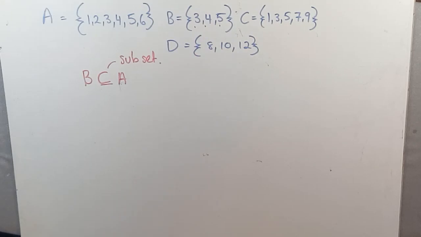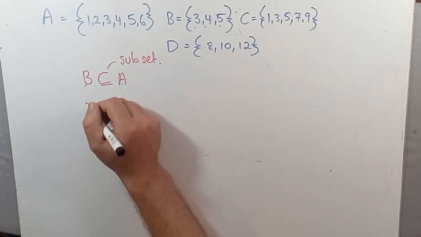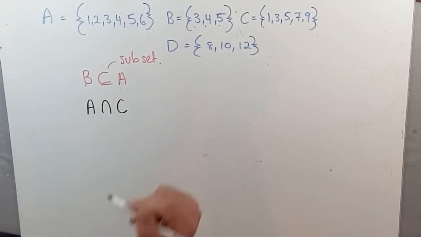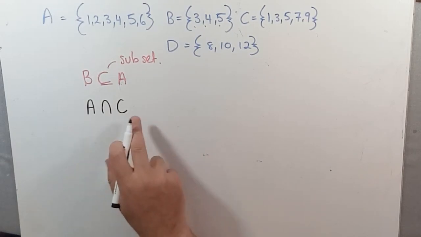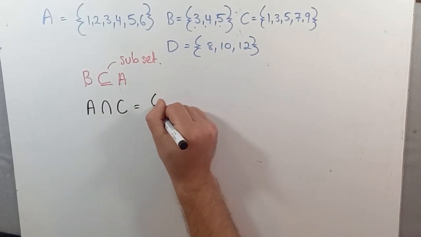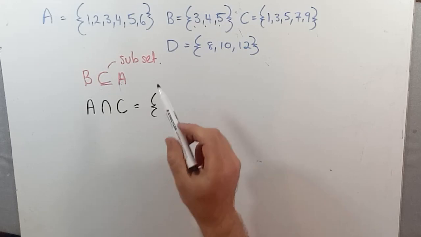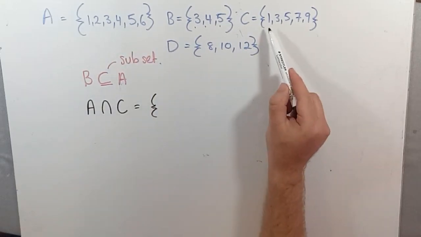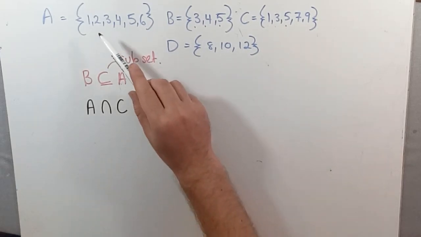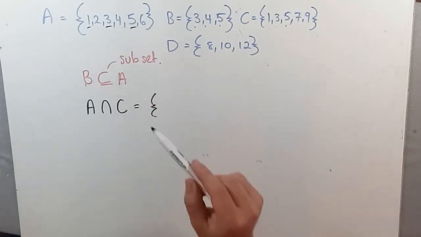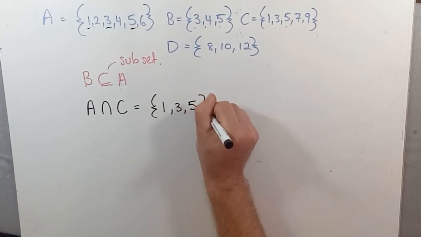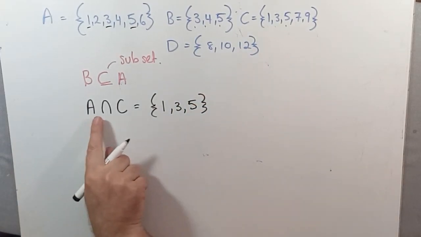Okay, now what about intersection? So if we want to look at the intersection between 2 sets, so we're going to look at the intersection of A and C. So which ones do they have in common? So that's going to be a new set. So we're just looking for the ones that are in common for both A and C. Now C has 1, 3, 5, 7, 9. So it has all the odd numbers up to 9. So in common we've got 1, 3 and 5. So that's a new set that represents the intersection of both of these sets.